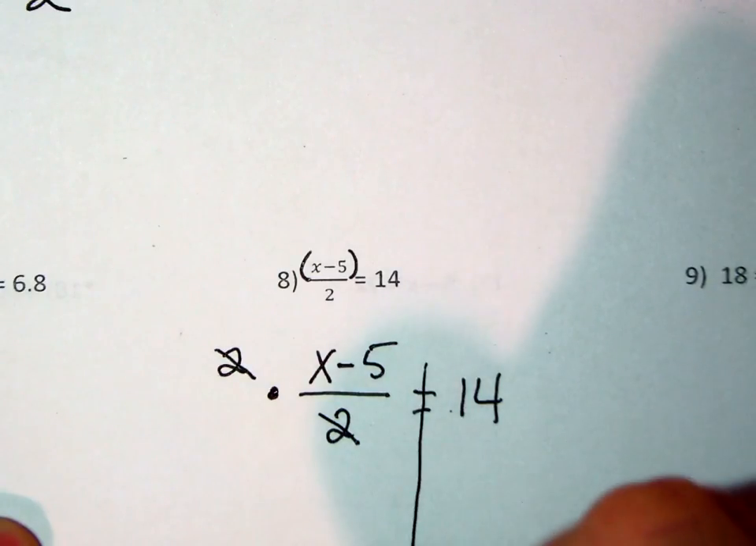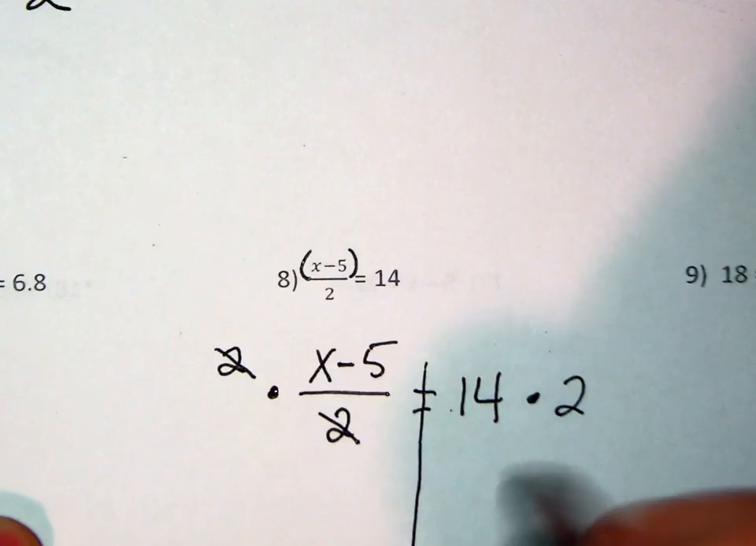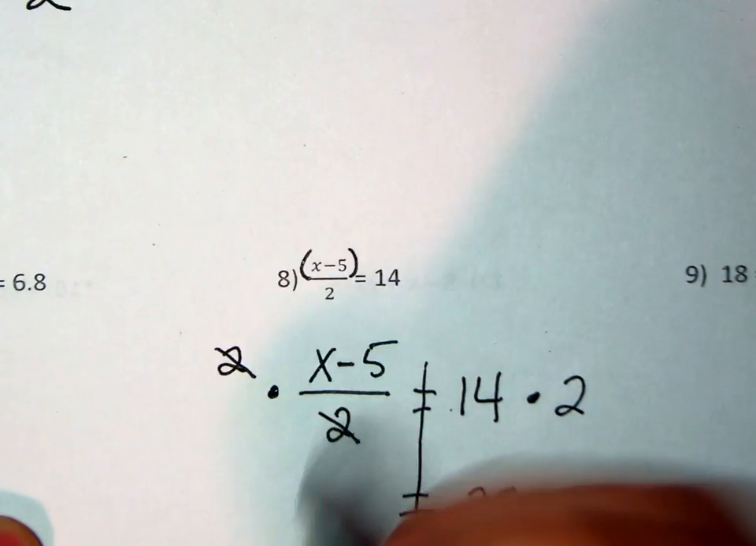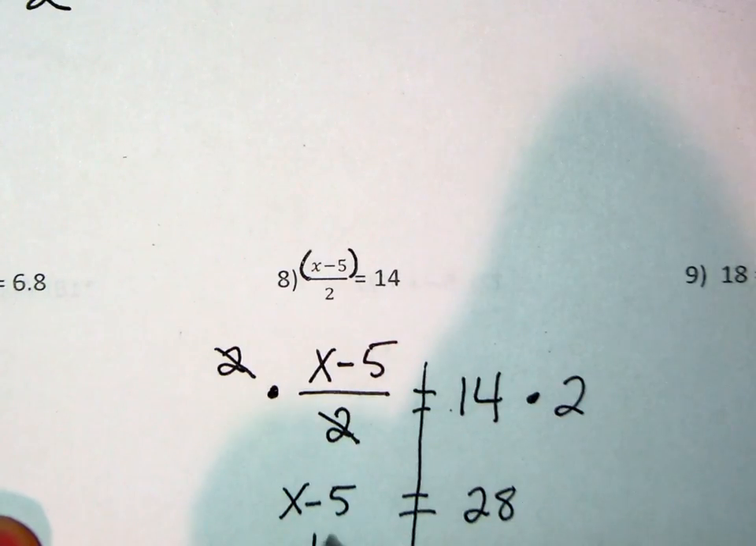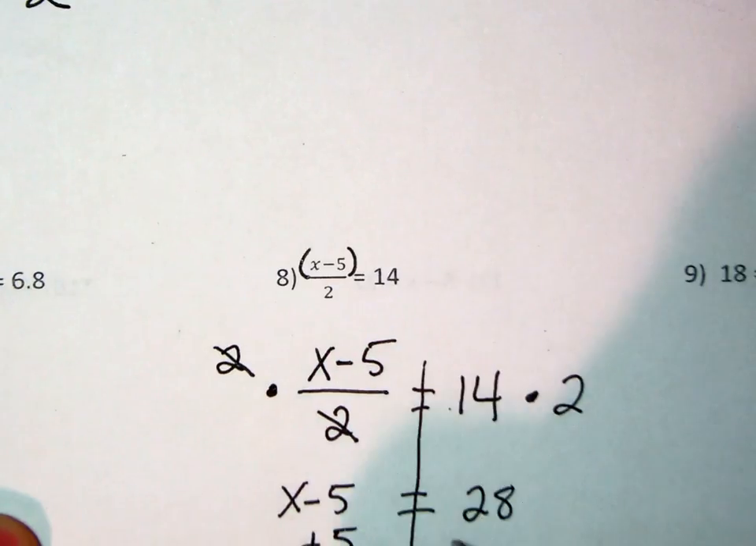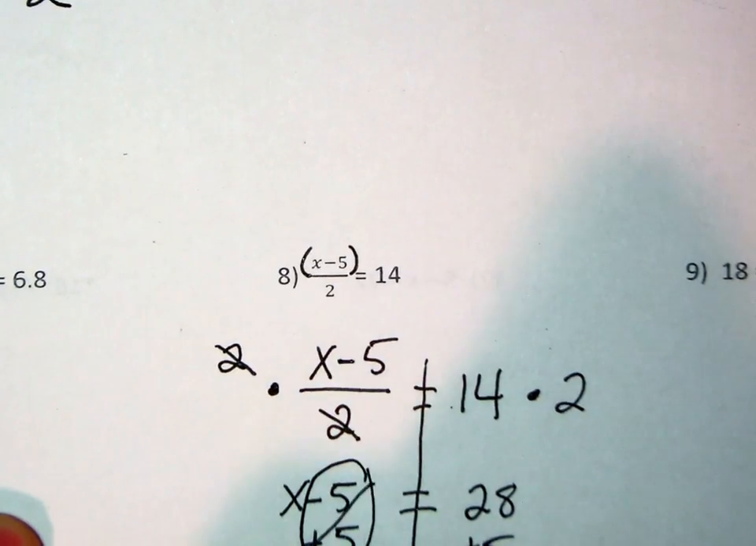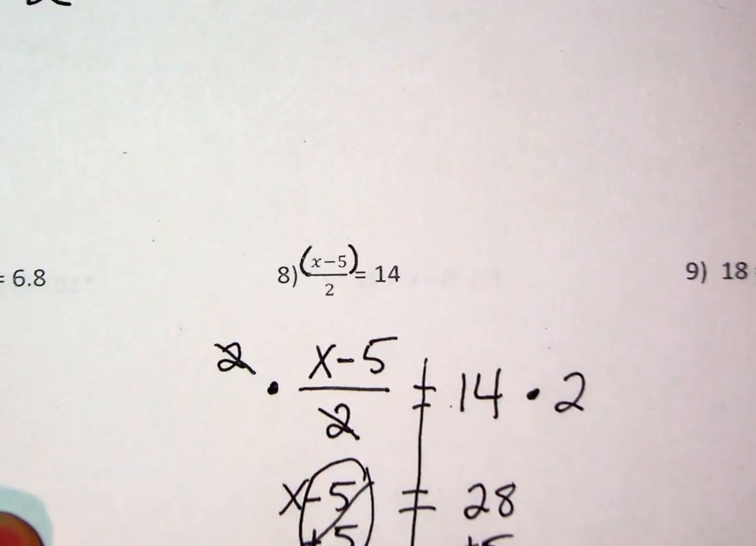Anything I do to the left side of the equal sign, I have to do to the right side of the equal sign. So 14 times 2 is 28 equals x minus 5. Now we're just dealing with a standard one-step equation, which you should have done plenty of in 6th grade. So I need to add 5 to both sides of my equation. That will cancel out that 5 and give me x equals 33.